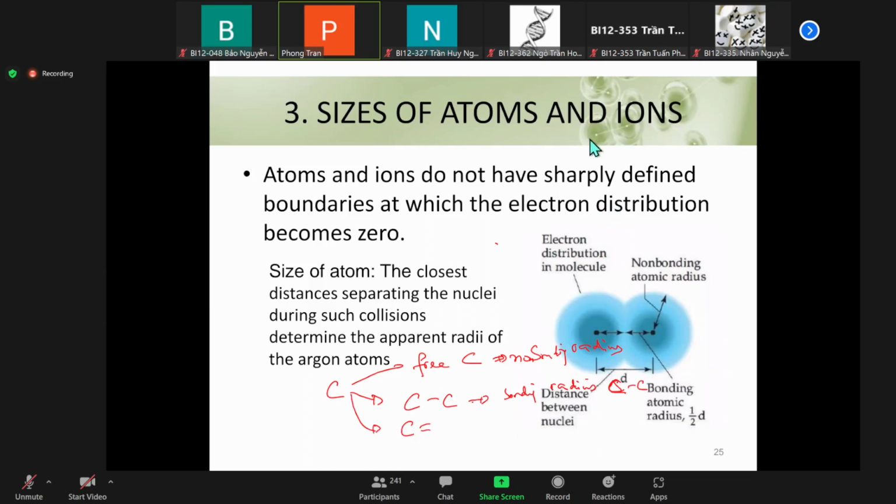It will also make the carbon-carbon double bond. Then it will have bonding radius D C double like this. And it will also have a carbon triple bond, so we have D C triple like this one. So you can understand very well that when you increase the bond order from the single bond to double bond and triple bond, the distance will get shorter.